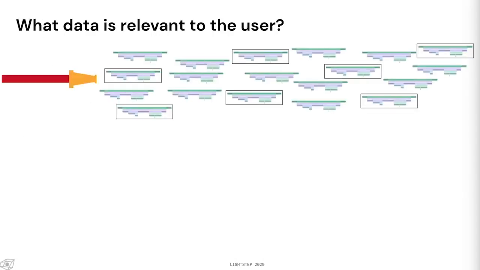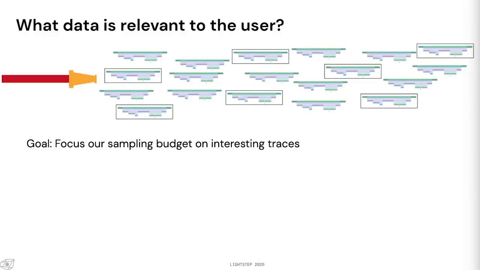So the first question to ask is, what data does the user even care about? So we have a fire hose of traces coming in, and we want to identify the traces that are relevant to the user. And so our goal should be to focus our sampling budget on the interesting traces. So we define anything that the user cares about as interesting, and these could be real-time queries that they're running currently, or queries they've saved in the past and said, this is something I want to track the performance or behavior of.